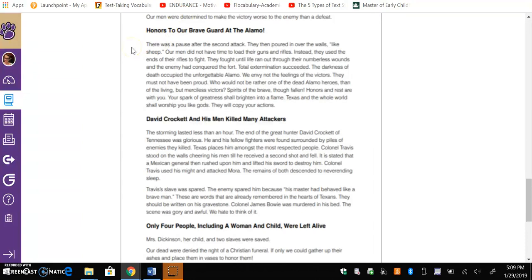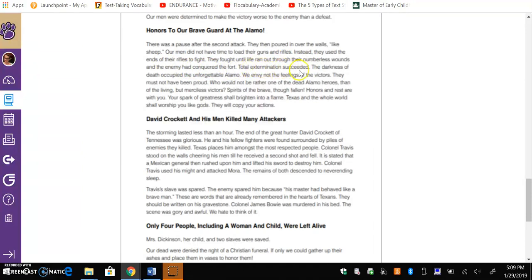There was a pause after the second attack. Then they poured over the walls like sheep. Our men did not have time to load their guns and rifles. Instead, they used the ends of the rifles to fight. They fought until life ran out through their numberless wounds, and the enemy had conquered the fort.